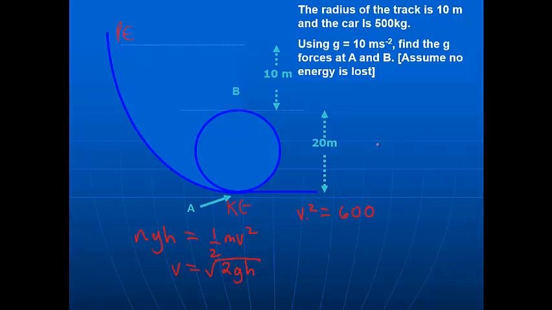That's at point A. At point B, our velocity squared is going to be different because we've only travelled 10 meters. What we're assuming is that the car comes down to the bottom at point A, travels all the way up to point B, and doesn't lose any energy on the way. So if that's the case, then here at point B, it's 200 meters squared per second squared.